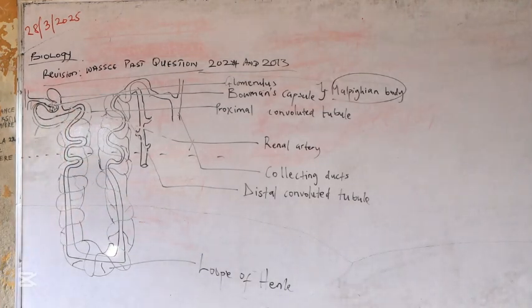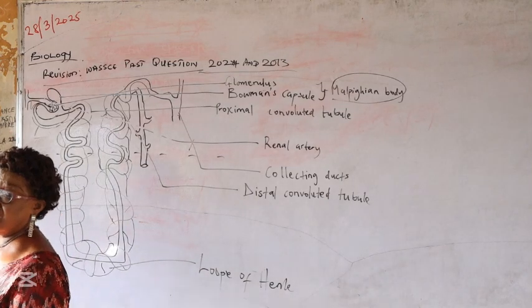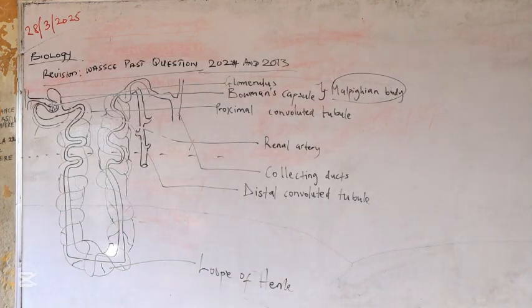So what has happened here is a process known as ultrafiltration. When we come to the process of urine formation, where the kidney carries out the function of excretion, it involves three major processes. The first is ultrafiltration, the second is selective reabsorption, and the third is tubular secretion or hormonal secretion. So what happened here is ultrafiltration, which means the glomerulus carries out the function of ultrafiltration, and only the needed substances are allowed to pass into the capsular space.